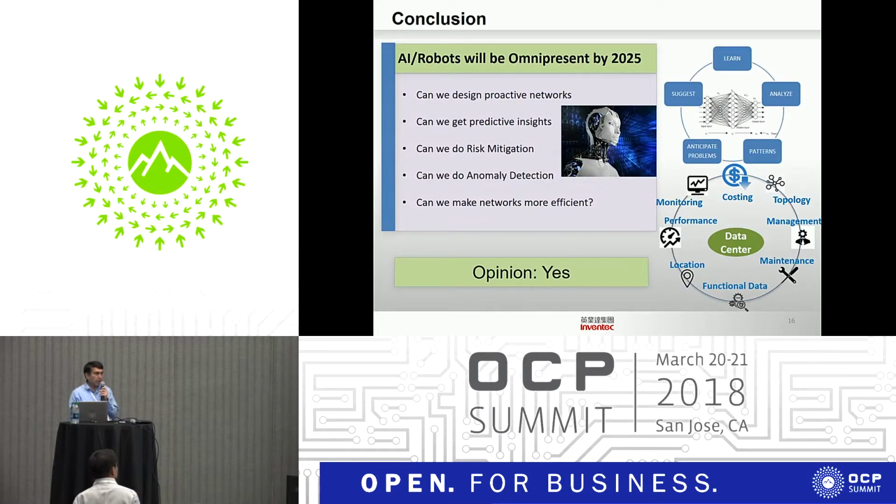I believe that with AI being omnipresent in 2025, we should be able to make the networks more predictive. I think there was a question on anomaly detection. We should be able to get most of those things on the networks done with the help of the new telemetry methods and deep learning.